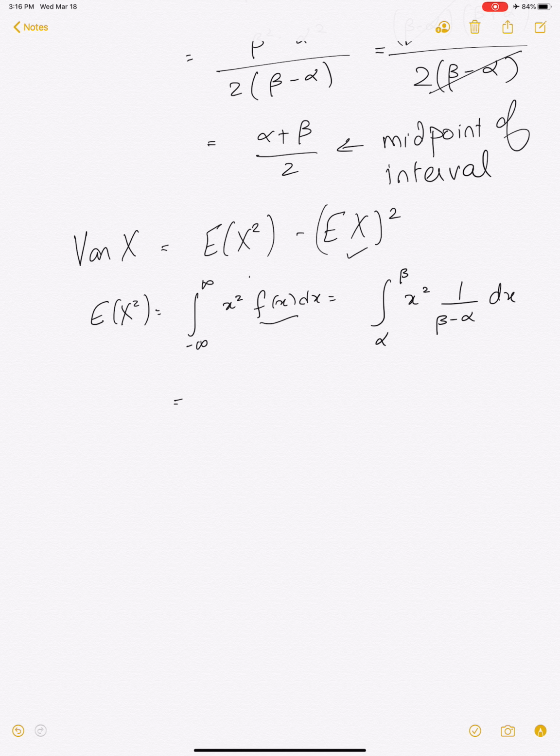And that will be 1 over beta minus alpha, x cubed over 3 evaluated from alpha to beta. Let's just make this clearer.